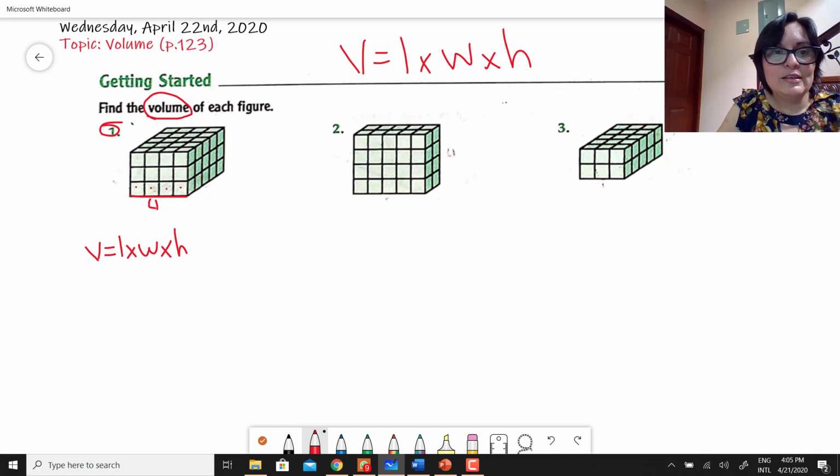Or 4 units. 4 units. Now from here to here, how many do we have in the width? Let's count them. 1, 2, 3, 4, 5. So we are going to write 5 units.